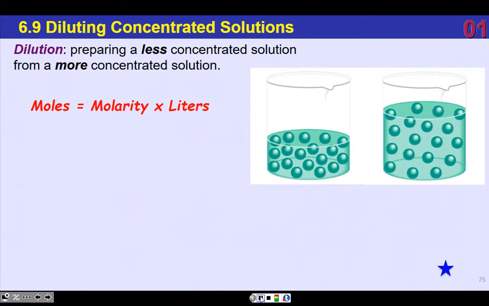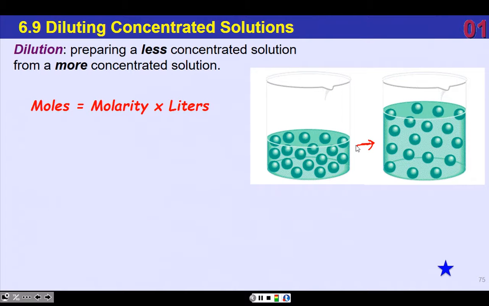When we're making this, it's helpful sometimes to use pictorial representations, although I know they're not always people's favorite thing. When you're preparing a less concentrated solution from the more concentrated solution, in other words, you've got the same number of little spheres from left to right, but they're now in a larger volume. So that's what it looks like when it's more diluted in a pictorial representation.